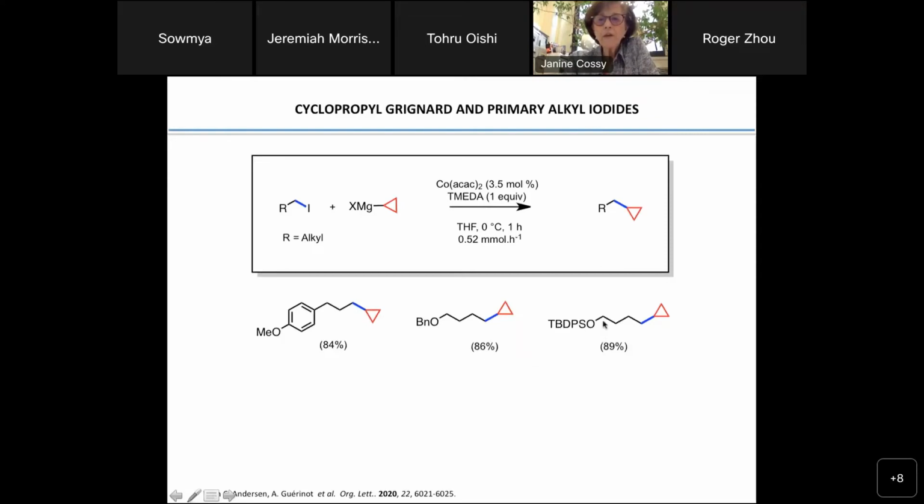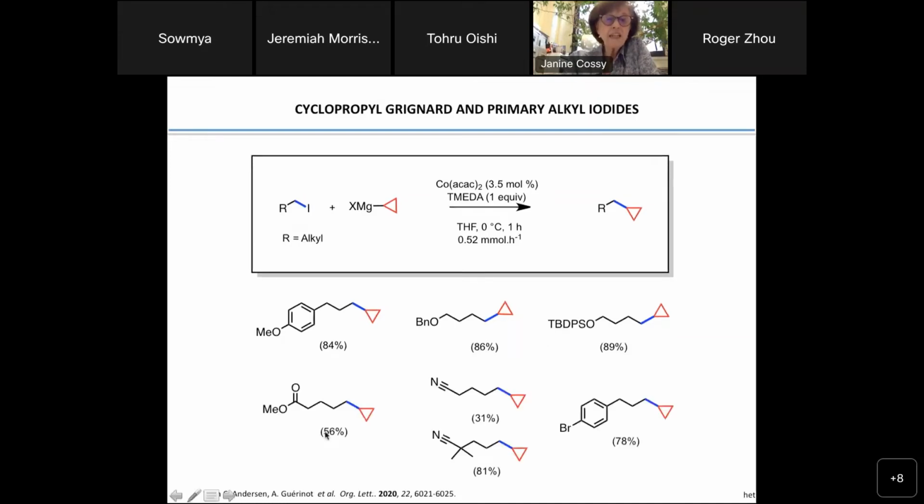You can have also an alcohol, which is protected by a TBDPS group. The reaction is very chemoselective. You can introduce, for example, this group in here, where you have an ester, and you can see that the ester is still in place, even if you are using a Grignard, and the yield is around 55%. You can introduce a side chain with a nitrile. The yield is not really good, but if you are introducing, for example, a gem-dimethyl group at this position, the yield is increased to 81%. And in fact, the gem-dimethyl group can protect the cyano group, which is present at this position.